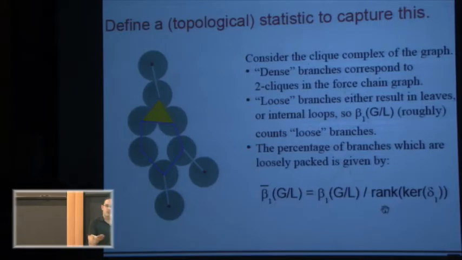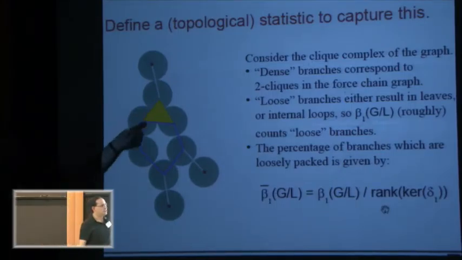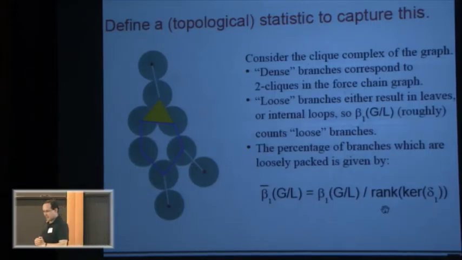So I want some sort of normalized measure, right? Also, force chains come in a ton of different sizes. So there's an obvious thing to normalize by, right? The Betti number is the rank of a quotient vector space. So let me divide out by the size of the ambient vector space. And I'll get a number between 0 and 1, which tells me how close I am to being all of these or all of these. Okay, so that's the proposed statistic.